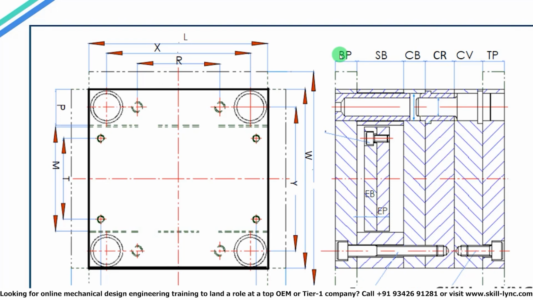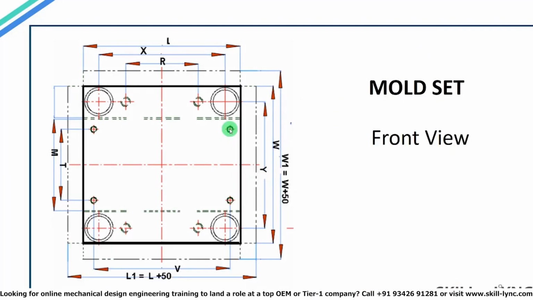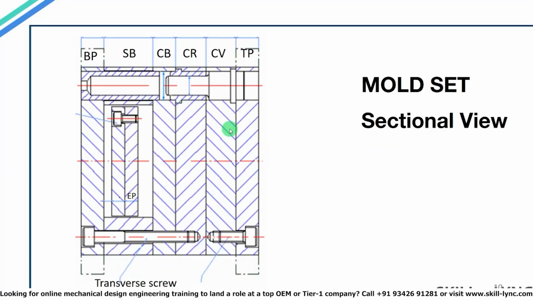On right of that you have the core plate, then CV is your cavity plate, EB is the ejector back plate here, and EP is the ejector plate. This diagram shows the front view of the mold tool, and here we have the sectional view. And at the bottom you can see the transverse screw used for fixing all the individual plates.